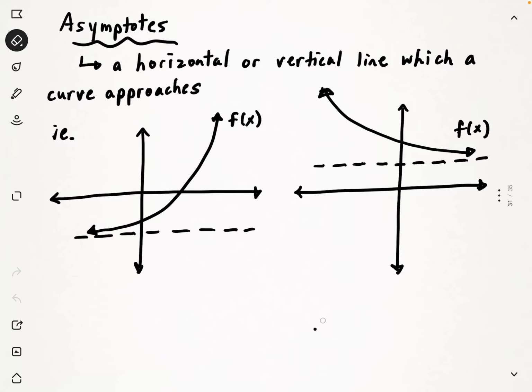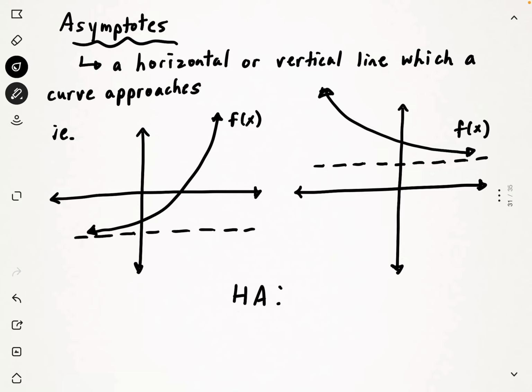So really, asymptotes don't necessarily have to be just horizontal and vertical lines, but that's all you're going to see in grade 12 math. So we'll just keep it to that for right now. And then, of course, we have abbreviations. We have horizontal asymptote you're going to see written as HA.